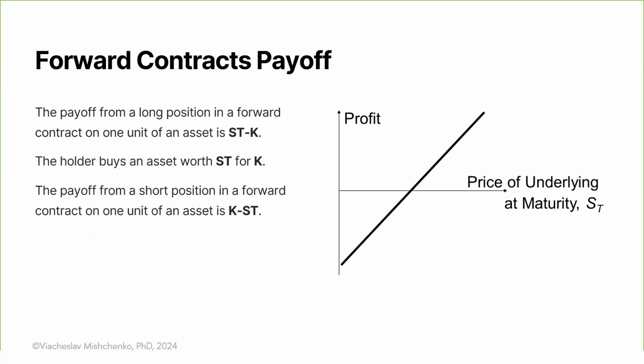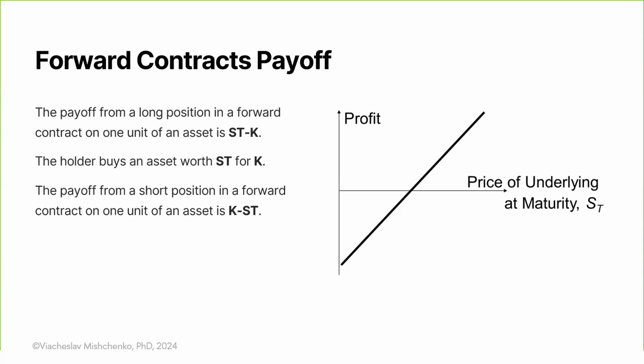ST minus K, where ST is the spot price at maturity, and K means the delivery price or the execution price. So in simpler terms, if you are long a forward, then it means that you are hoping the spot price will be higher than the delivery price at maturity. If it is, you've made a profit. Conversely, for a short position, the payoff will be opposite, K minus ST. And here you are probably hoping the spot price will be lower than the delivery price at maturity.